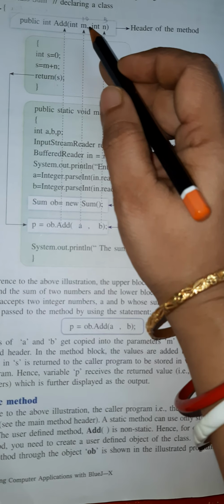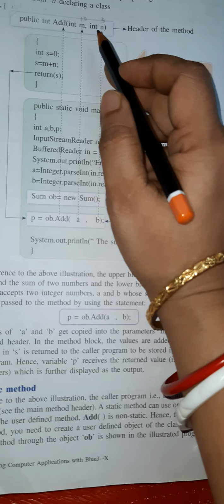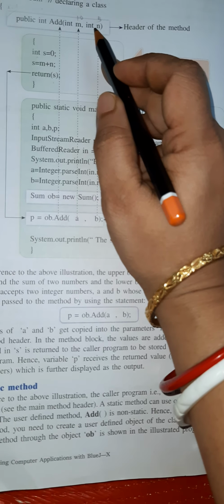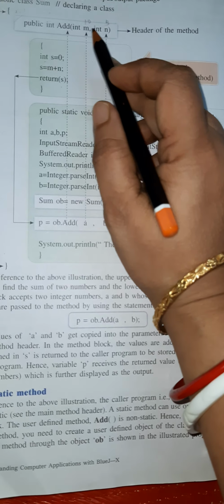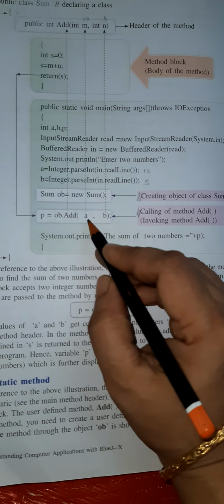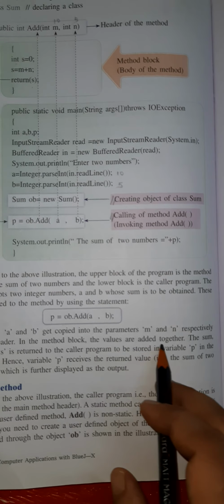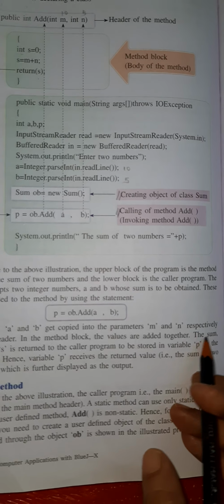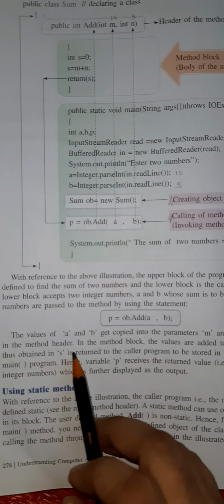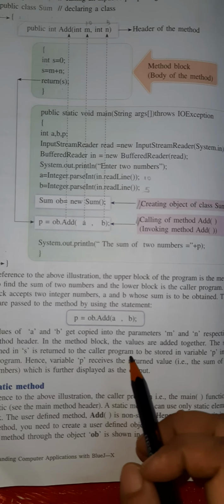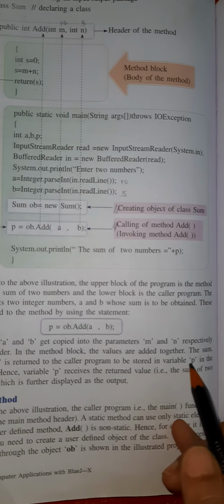into the parameter. I told you this is called the parameter, where the data type is mentioned. With each of the variables the data type has to be mentioned, though it is the same, we cannot just give a comma. But here, this is called the argument, where the actual values are given. The sum s is returned to the caller program to store in the variable p.